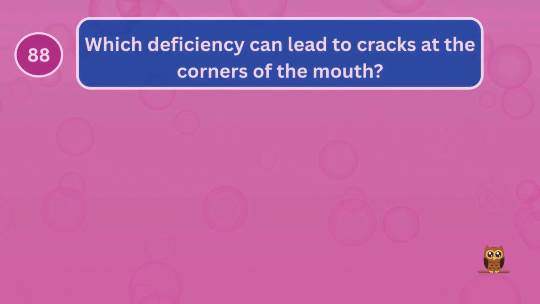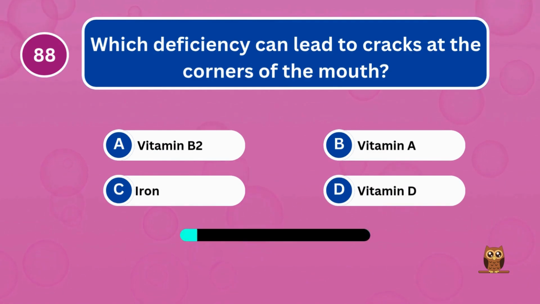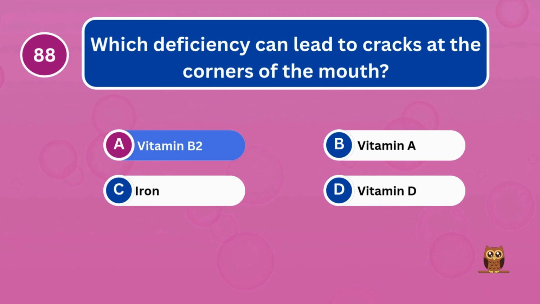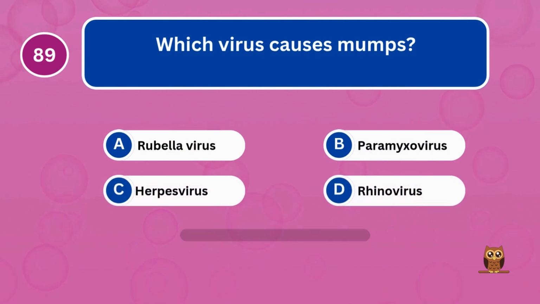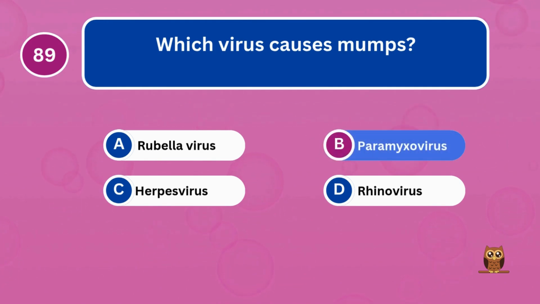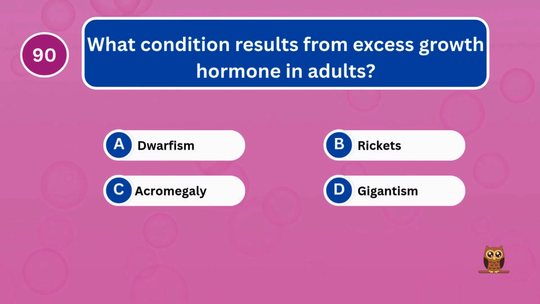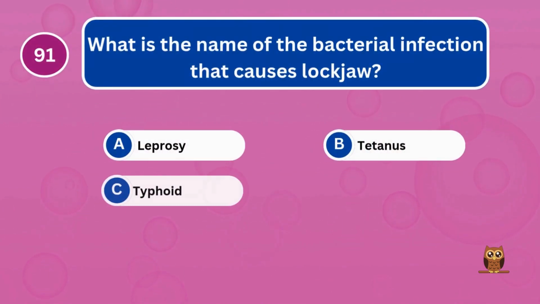Which disease is caused by Mycobacterium tuberculosis? Tuberculosis. Which deficiency can lead to cracks at the corners of the mouth? Vitamin B2. Which virus causes mumps? Paramyxovirus. What condition results from excess growth hormone in adults? Acromegaly.